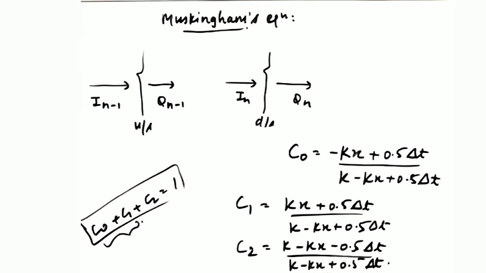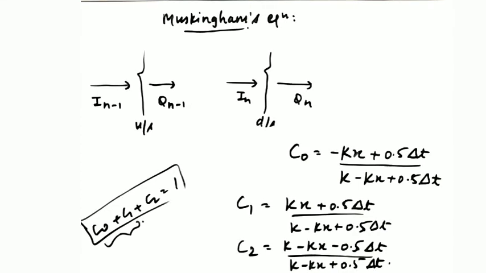So if the time difference, the constant K and the location x are given to you, then you can separately evaluate all these three constants. The examiner can ask you to evaluate any of these constants by giving you all the three values. So this is all about the Muskingum equation.